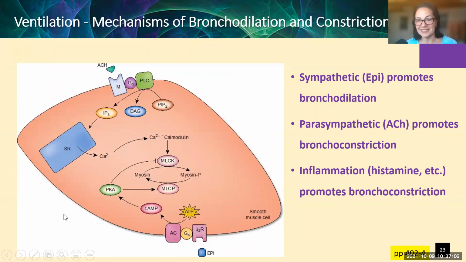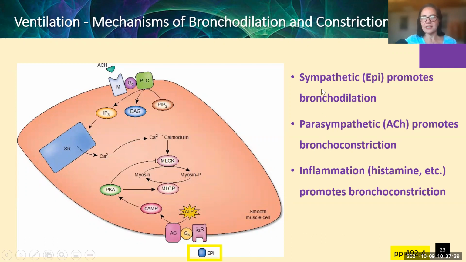All right. Now we're still in ventilation, but we're shifting to a different topic. This has to do with bronchodilation and constriction. This diagram is representative of a smooth muscle cell in the bronchi. I know it's a very busy diagram, so I'm going to point out a few things to you.